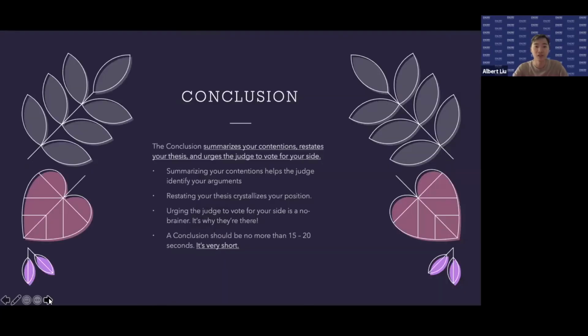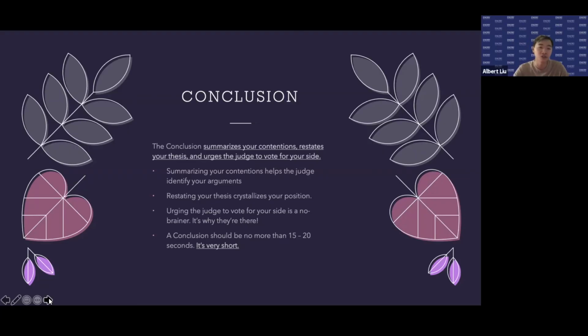Lastly, the conclusion to your speech is going to summarize your contentions, restate your thesis, and then give a last note to the judge to vote for your side. It really helps to summarize your contentions for the judge to identify your arguments, get that big picture, and crystallize your position. If you directly talk to the judge in that speech and urge them to vote for you, it's really important that they know to vote for you. Once again, the conclusion, just like the framework and the introduction, should be very short, about 15 to 20 seconds.